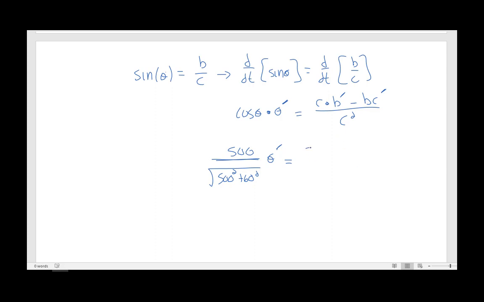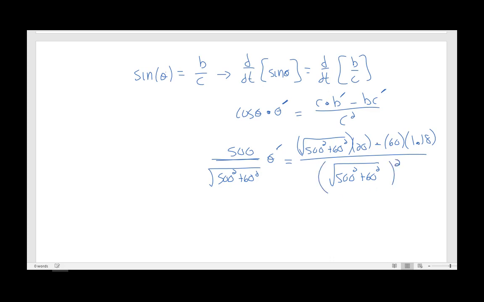So c was the square root of 500 squared plus 60 squared, and b prime was 20. And then minus, b was 60, and c prime was about 1.18 feet per second. And again, c was my hypotenuse, and then we're squaring c. We have c squared here.